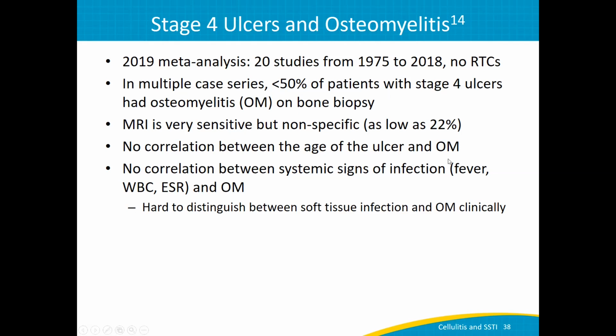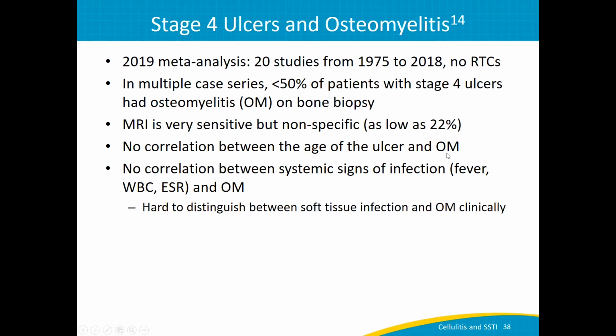These studies also found that while MRI was very sensitive for the detection of osteomyelitis, compared to the gold standard of bone biopsy, it was very nonspecific, in some case series as low as 22%, because an MRI can't really distinguish between inflammation from an infection versus inflammation that is part of the typical bone remodeling that you would see when the bone's not covered by soft tissue.